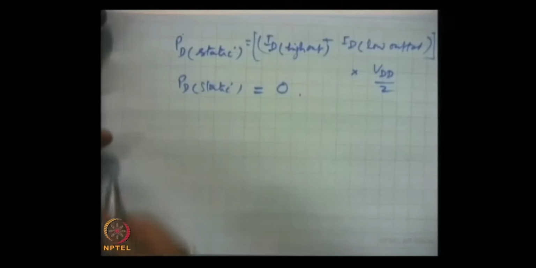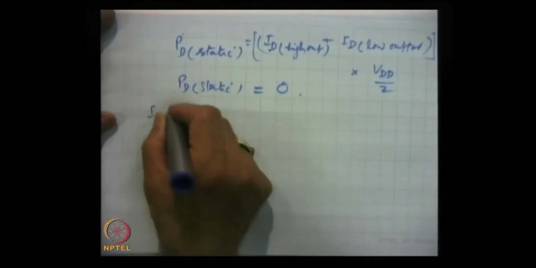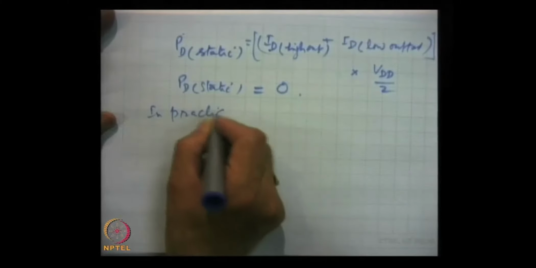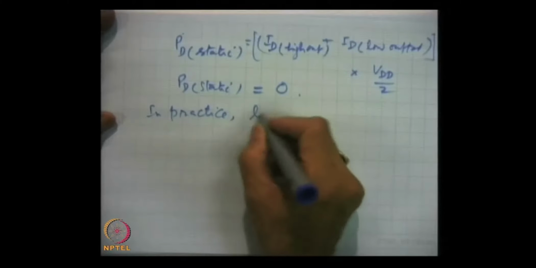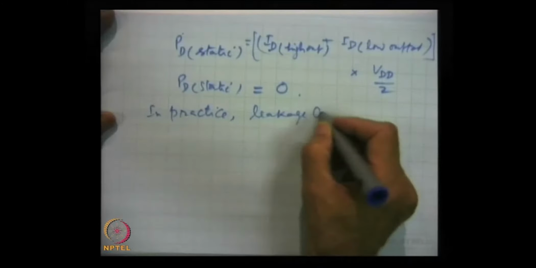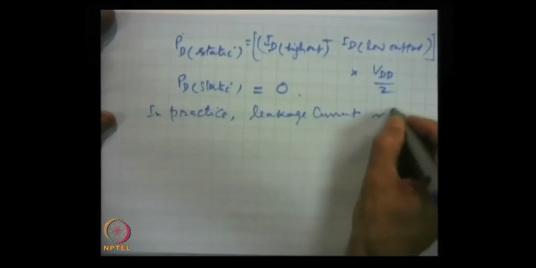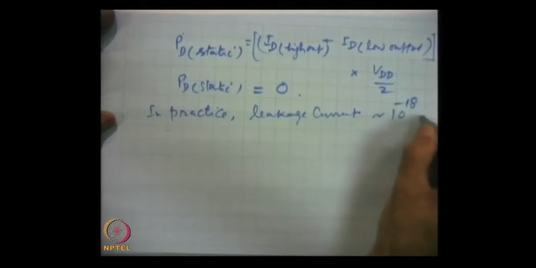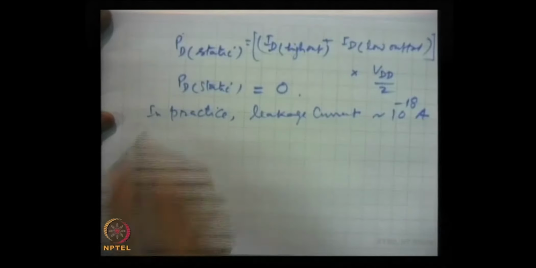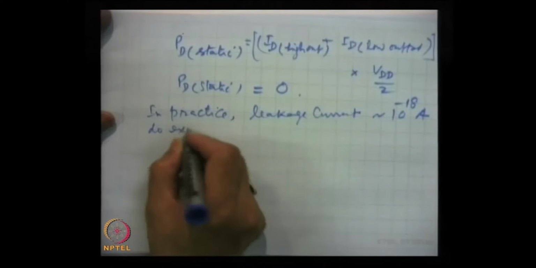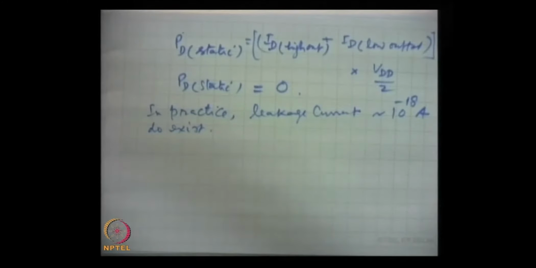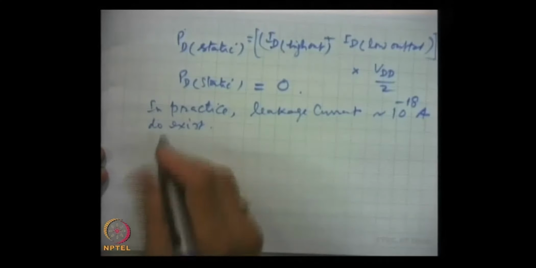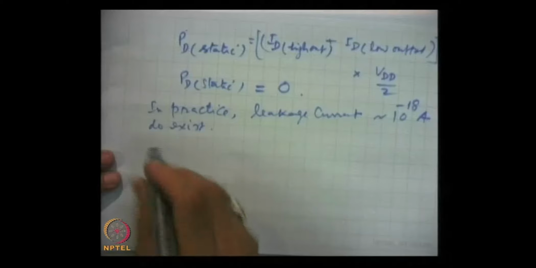But there are in practice leakage currents of the order of 10 to power minus 18 amperes, very small currents, but they do exist. This is about static power dissipation. Now, the dynamic power dissipation.